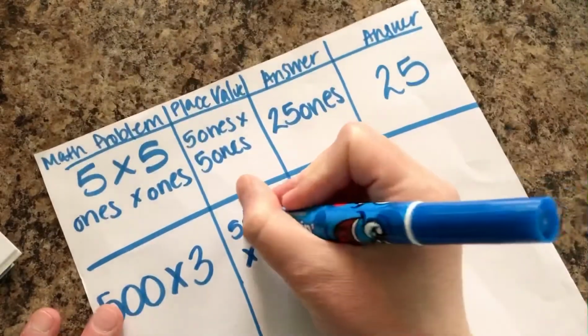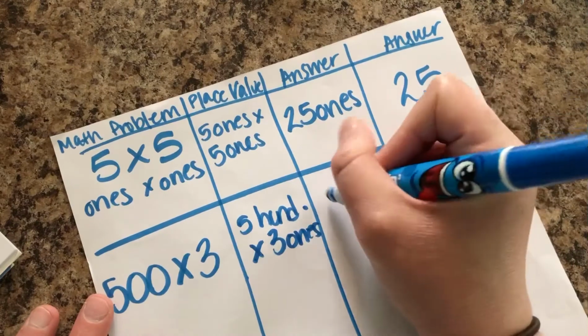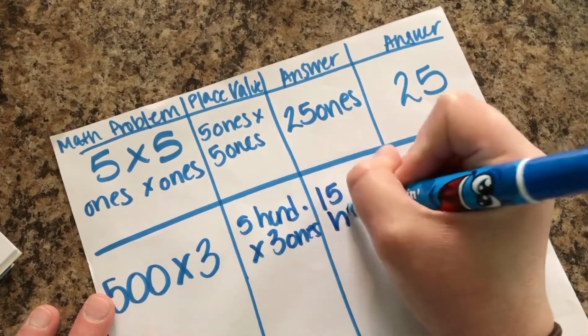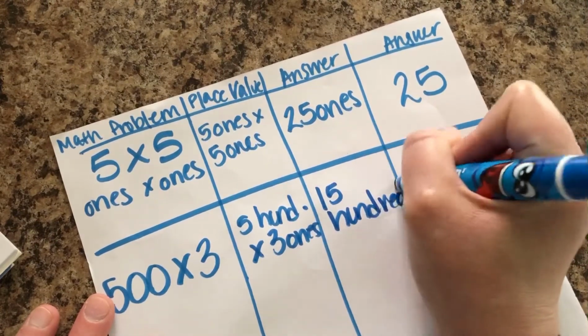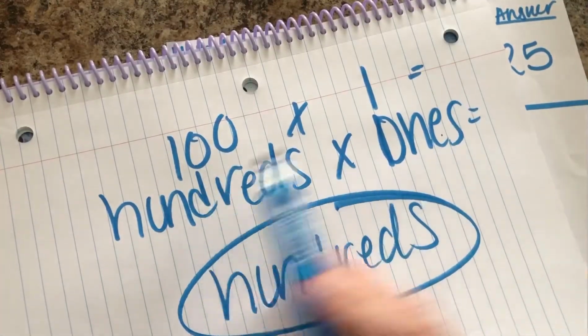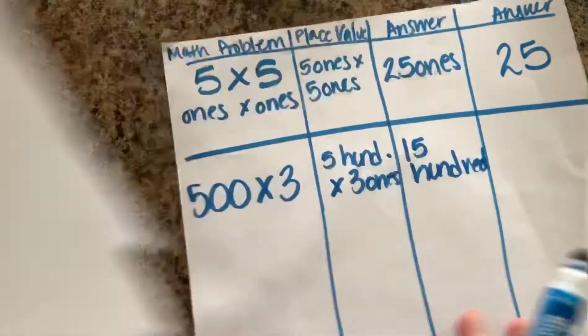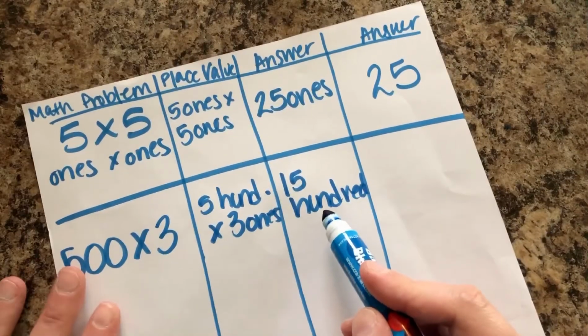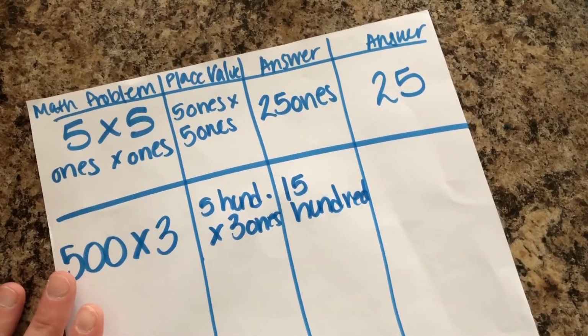So I'm going to say that 5 times 3 is 15 hundreds then, because, remember, hundreds times 1, because anything times 1 is still going to give me hundreds. So then 1,500. And some of you are getting confused. Well, how do I write 1,500?